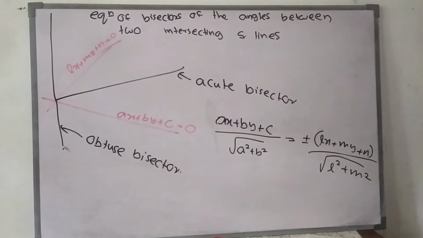But using that theory we can't specifically tell which is the acute bisector and which is the obtuse bisector, right? We have another method to choose the acute and the obtuse bisectors. Okay, so let's move to an example.